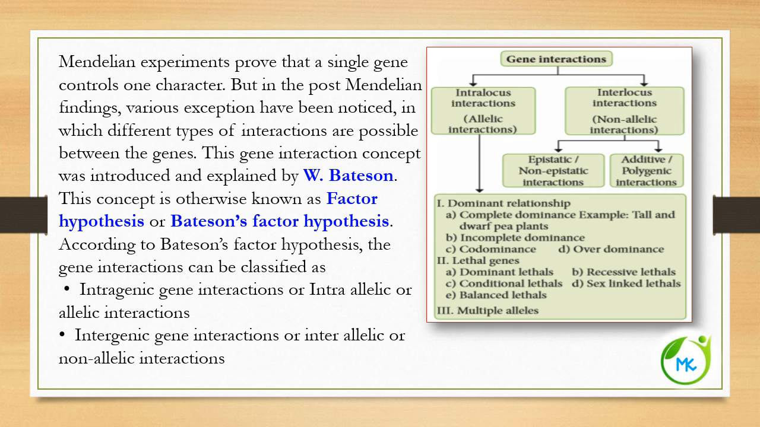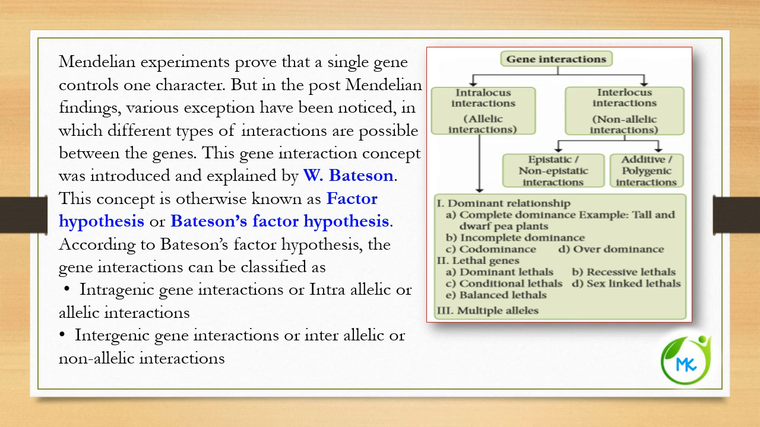So here they have given a flow chart to show the gene interaction. The gene interaction can be allelic interaction or non-allelic interaction. In allelic interaction there are different types: dominant relationship, complete dominance, incomplete dominance, codominance, overdominance, and the lethal gene concept and multiple allele concept in case of intragenic. We will learn a few of these types in detail. And intergenic gene interaction, or non-allelic interaction, has two types: epistasis and polygenic interaction. We will be learning this intergenic interaction in the next video.